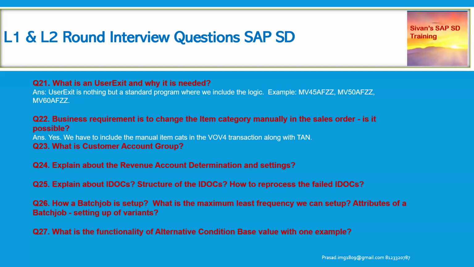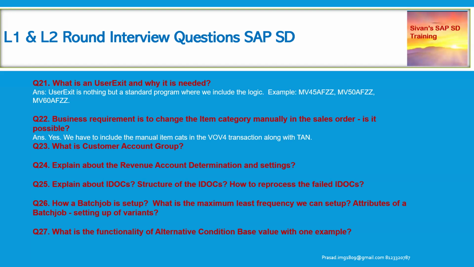Then question number 26 regarding the batch jobs. How is a batch job set up? What is the maximum or least frequency we can set up? Attributes of a batch job, setting up of variants. So batch jobs are used for the automation of the processes.